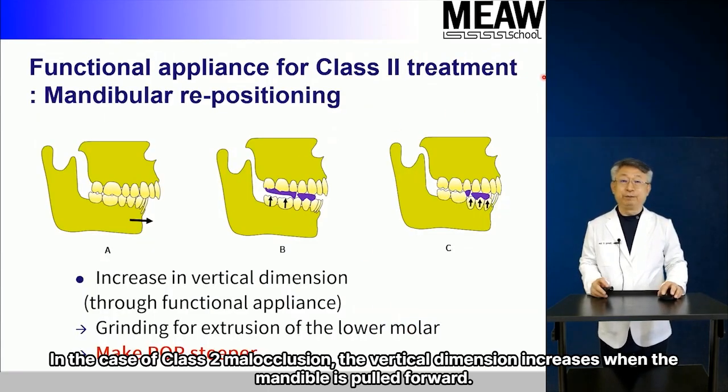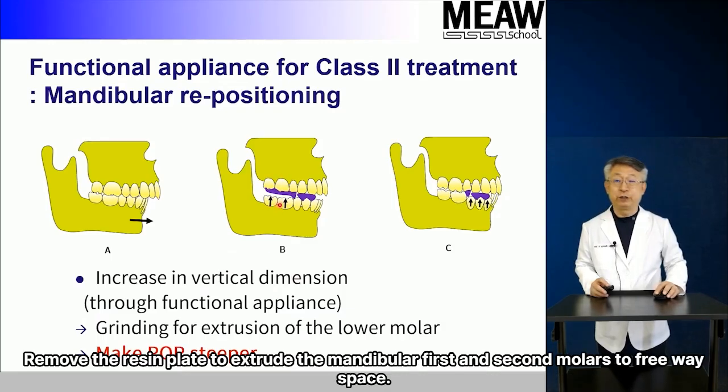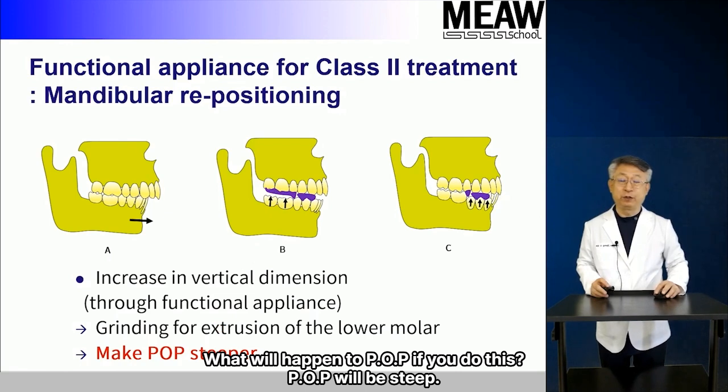In the case of Class 2 malocclusion, the vertical dimension increases when the mandible is pulled forward. There is a freeway space between the maxilla and mandible. Remove the resin plate to extrude the mandibular first and second molars to freeway space. What will happen to POP if you do this? POP will be steep.